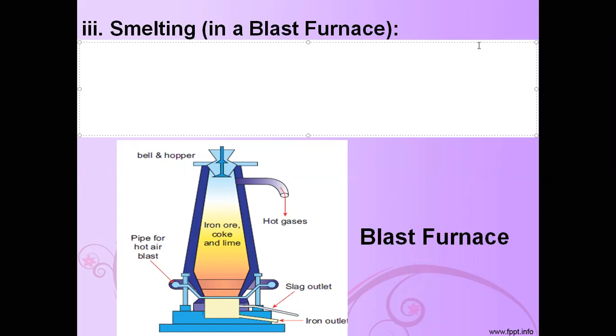So how do we get iron in the blast furnace? That is the smelting process. There are three compartments: the lower region, the middle region, and the upper region. The first one is the lower region. In this region, the temperature is 1500 degrees Celsius.